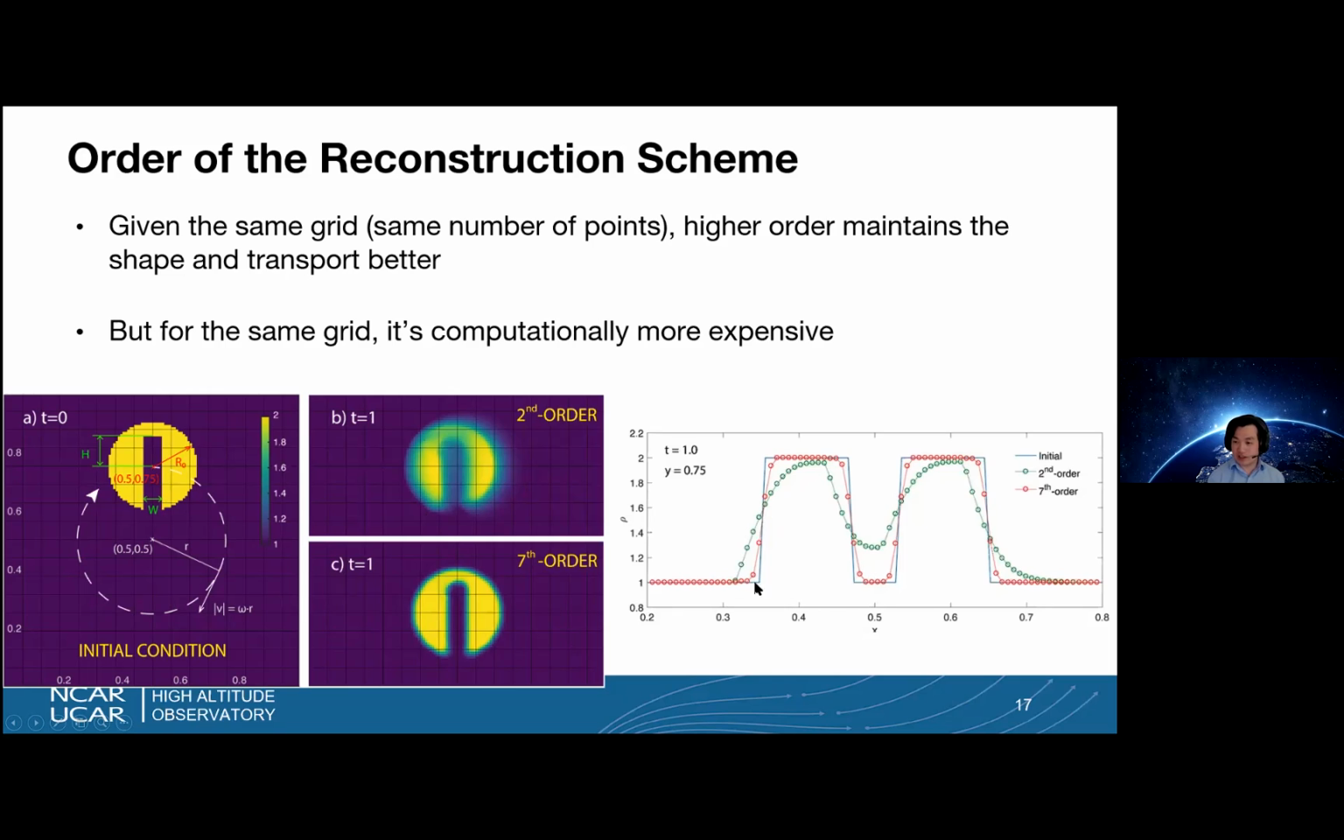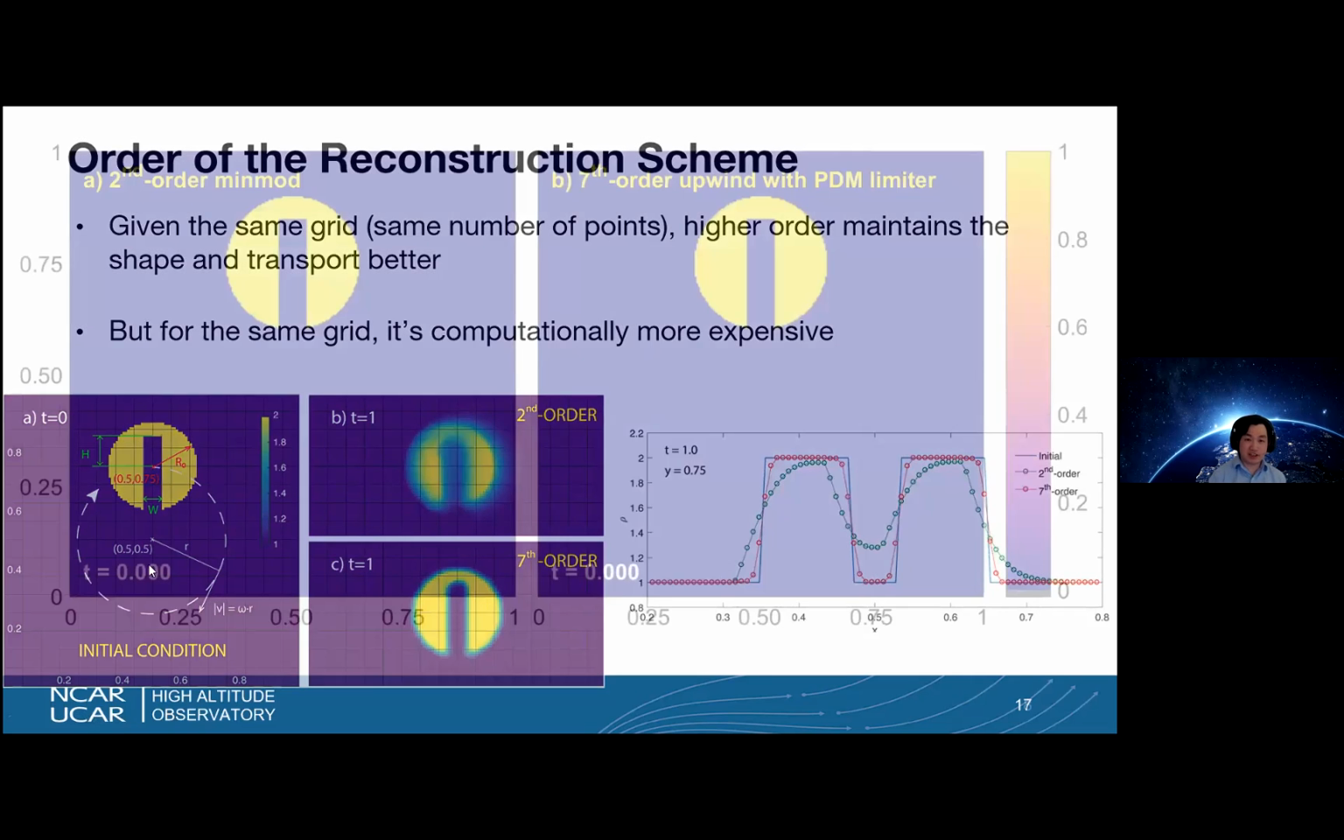You can see here that the blue line is your initial conditions. This is a very nice square well. Your second order reconstruction scheme gives you kind of this shape. It's smeared out a lot, especially in the middle, this region here, where you get some sort of smearing from both edges, and you're no longer at a density of 1 here. You're a bit elevated. If you use a 7th order reconstruction scheme for the same number of points, you do a much better job, significantly better.